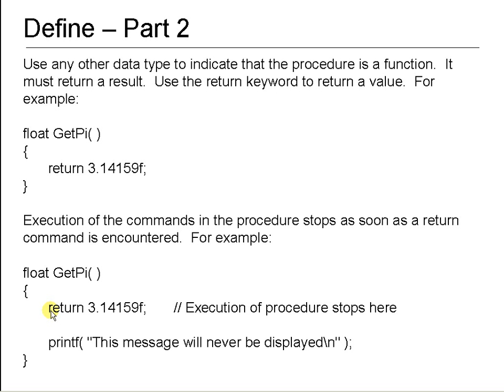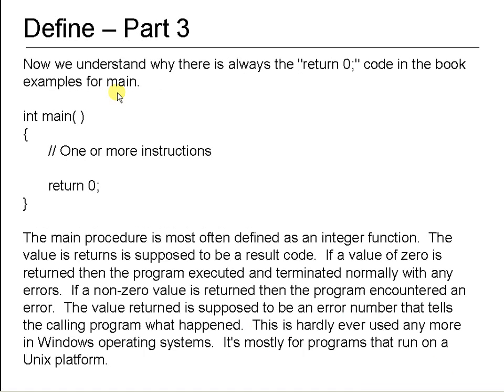I see this really terrible habit of programmers. They have multiple returns in there. I'll talk more on that later when we get into passing parameters and stuff, but you get one and only one return. Now we understand why there's always a return 0 in the book examples for main.